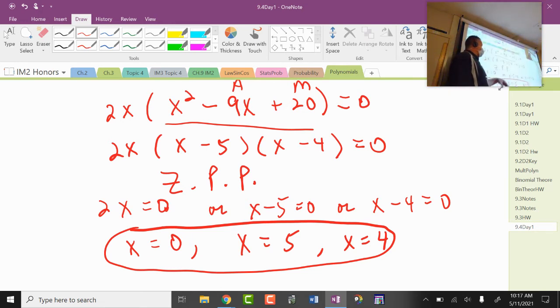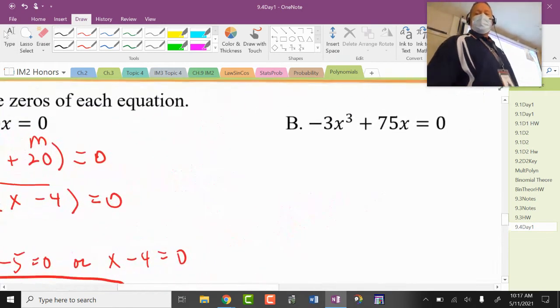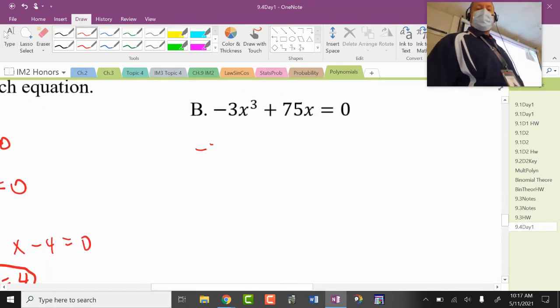All right, so x equals 0, 5, and 4. I'm not writing that zero product property anymore. I'm going right from 0, 5, 4, right? Remember that? Once you see the factors, you go right to the zeros. We're in honors, man. We should be able to figure that out.